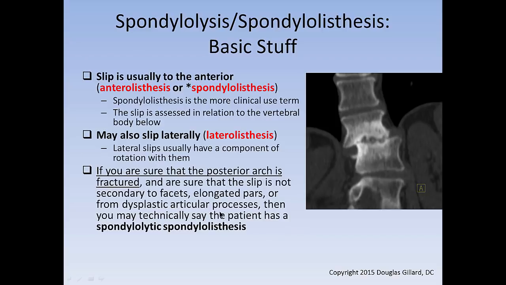Okay, let's see, so if you're not sure that the posterior arch is fractured and you are sure that the slip is not secondary to facets, elongated pars, or dysplastic or hypoplastic articular process, then you may technically call this a spondylolytic spondylolisthesis. So that's a very descriptive term that in the real world, I don't think I've ever seen it used. Well, maybe I shouldn't say that, but you don't need to really say that. But if you want to get technical, I guess you could say that.